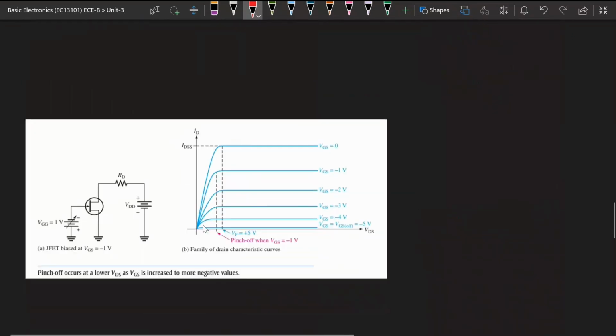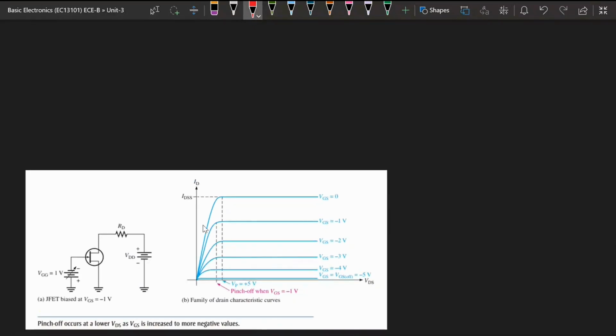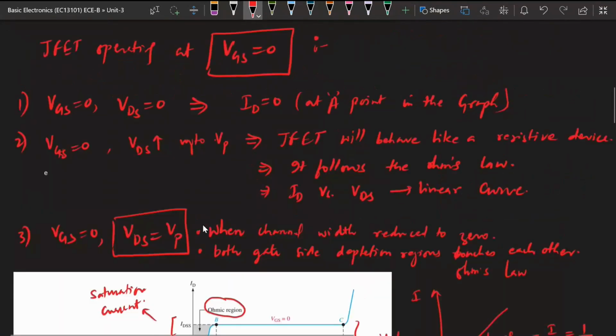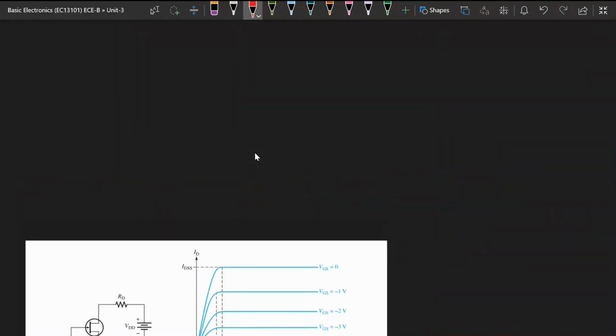Next we will see the case when some gate voltage is applied in reverse bias, and then we are going to increase the VDS. So the second case: in the first case it was VGS equals 0. Now case 2 is VGS less than 0, and VDS is increasing.